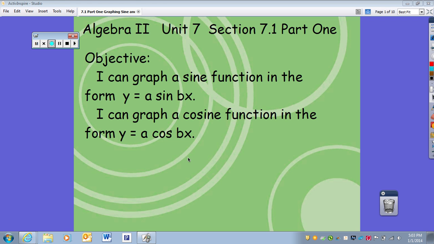In this lesson, we are going to work on graphing sine functions and cosine functions. The sine function will be in the form of y equals a sine bx, and the cosine function y equals a cosine bx.